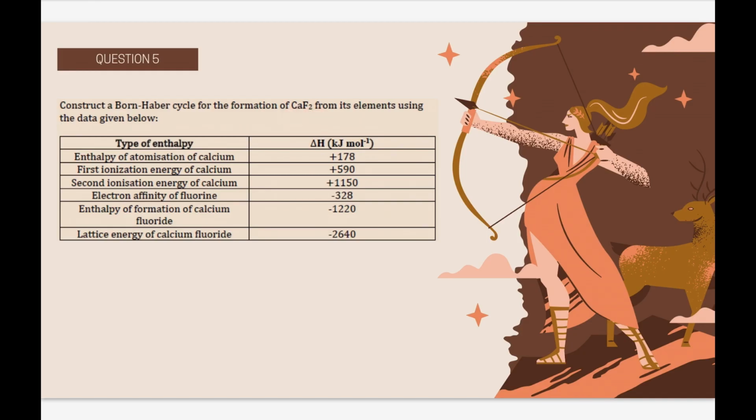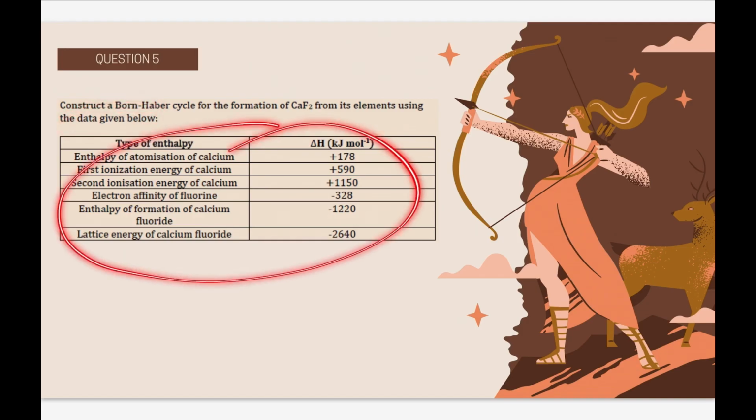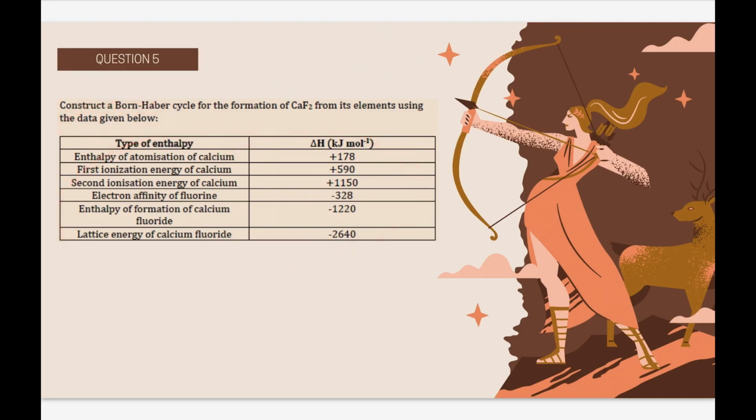Okay, last question. Construct a Born-Haber cycle for the formation of CaF2, calcium fluoride from its element using the data below. So dia bagi data. This is very common in PSPM ya guys. So kamu kena tahu all of this data, and paling penting kena tahu construct dulu. Kena tahu construct the Born-Haber cycle.